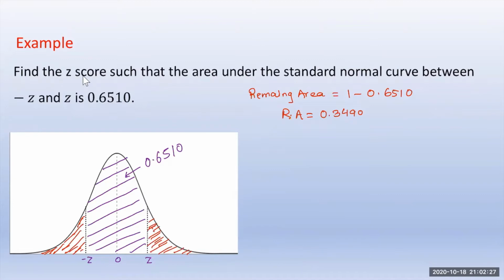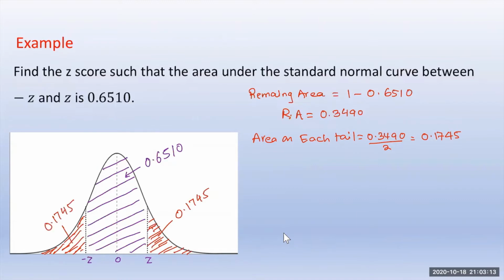Now the question is, we have to find the Z score such that the area under the normal curve between these two values is 0.6510. So I'm looking for this Z score, this one. Now this area is the total area on the left tail and the right tail. So if I just want to find the area on each tail, I have to divide that by 2. So area on each tail is 0.3490 divided by 2, which is equal to 0.1745.